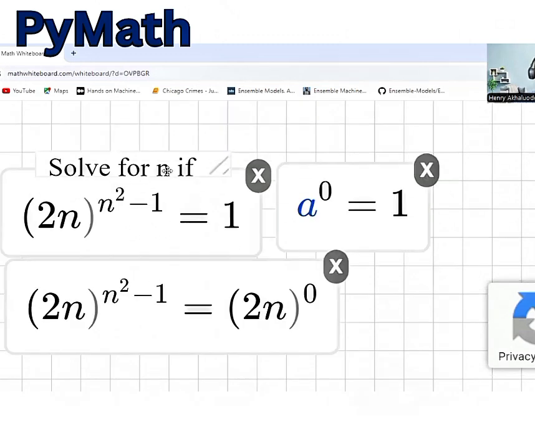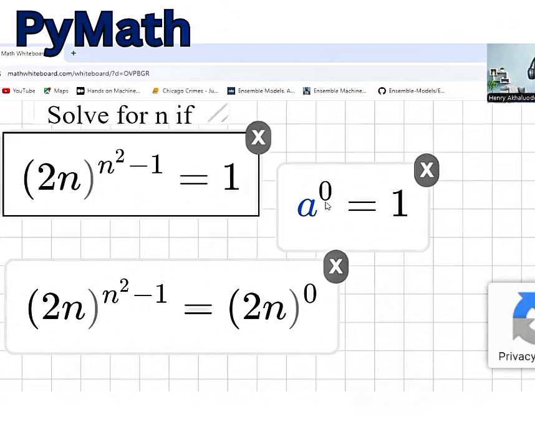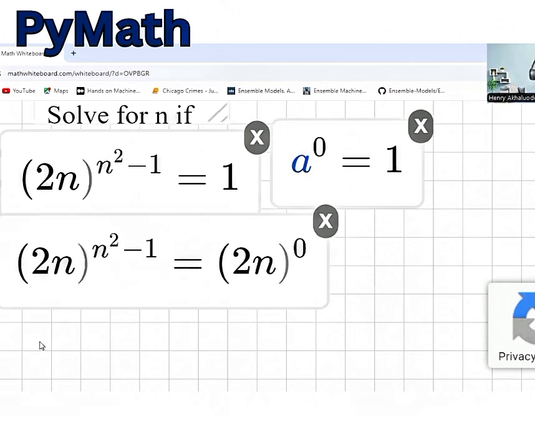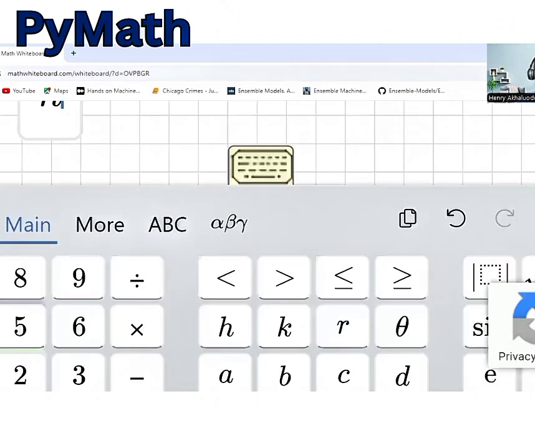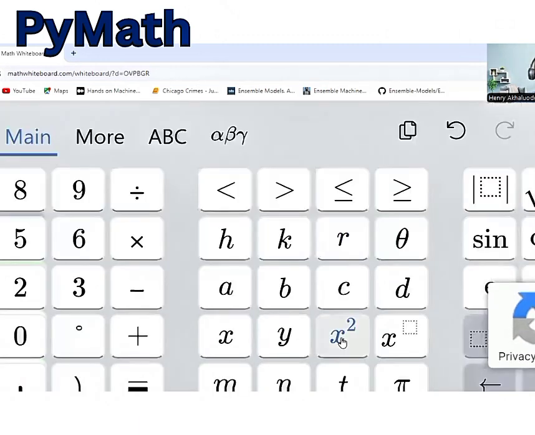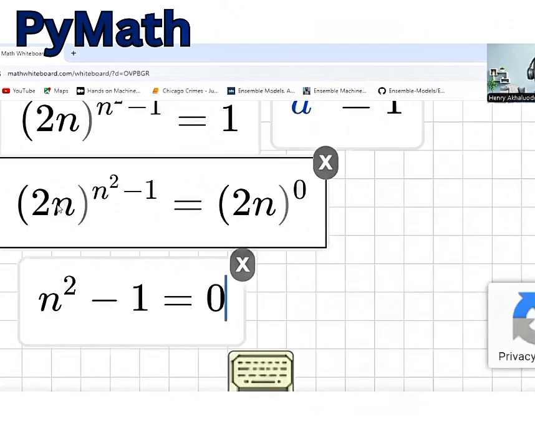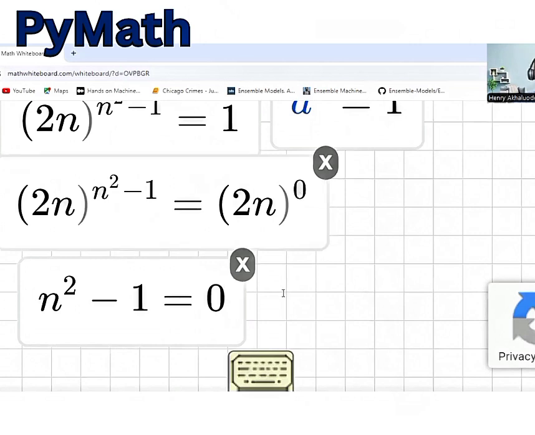So this is what the principle says. Let's pull this a bit up so we have the space that we need to write our equation. Since equal bases give equal indices, n squared minus 1 equals 0. So that's what you see there. You can see the bases are 2n on the left-hand side, 2n on the right-hand side. The indices, n squared minus 1 equals 0. So equal bases, you have equal indices.